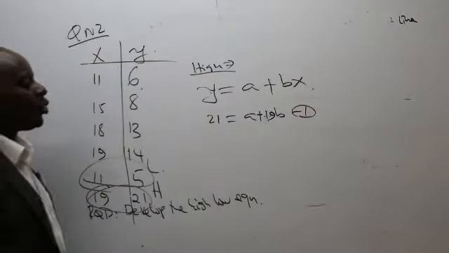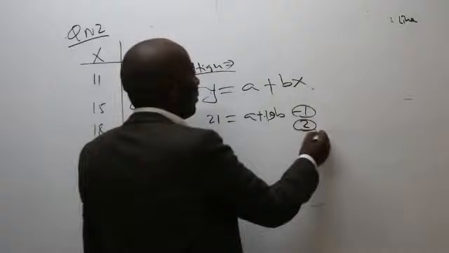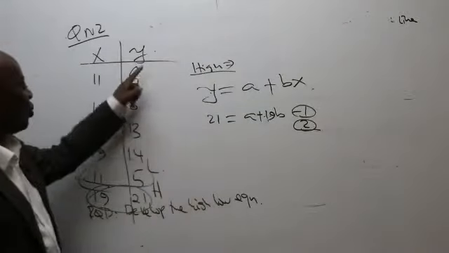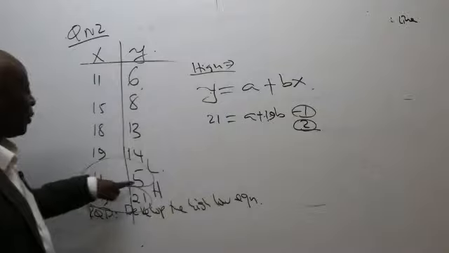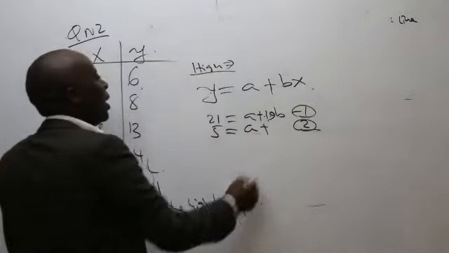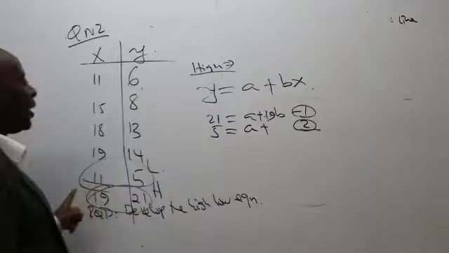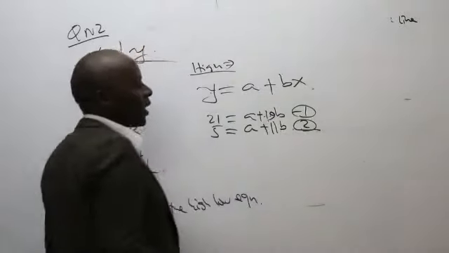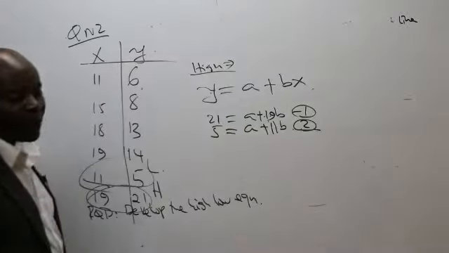Now from there we go to equation number 2. Equation number 2 for the low now, y is 5 equals a plus bx, and x is 11. So that means it is 11b, like that. Thank you very much, Alice.